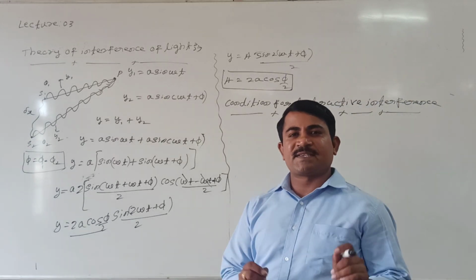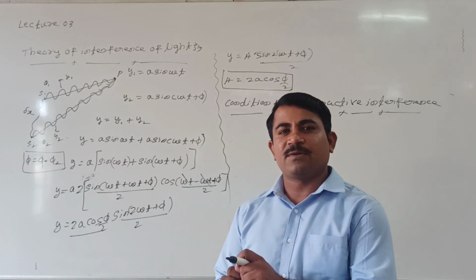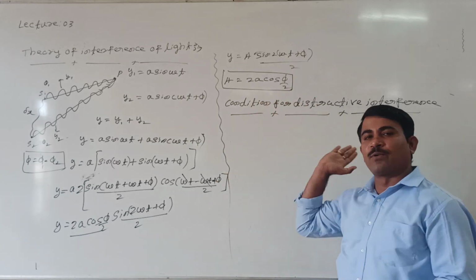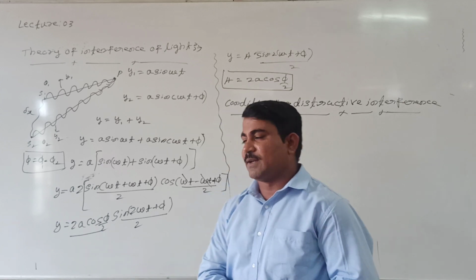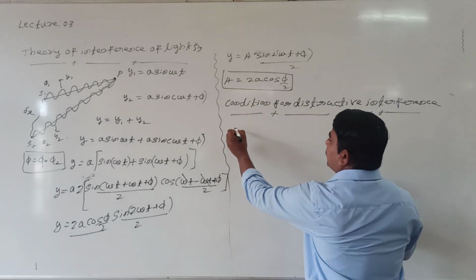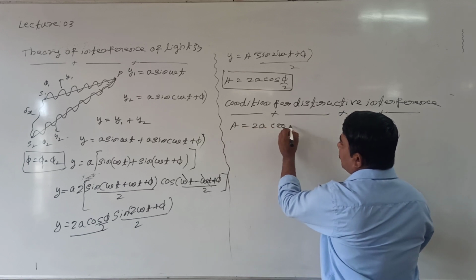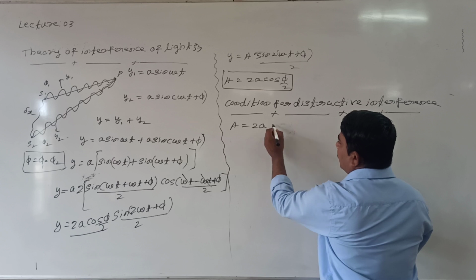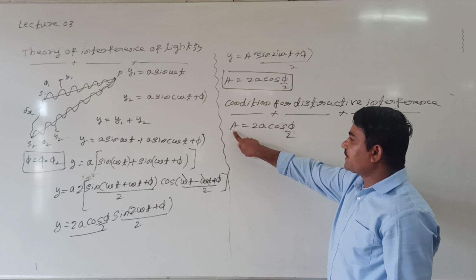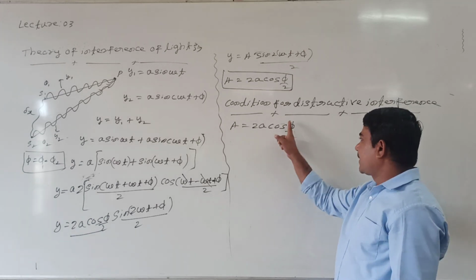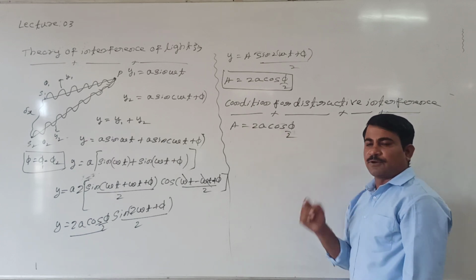For destructive interference, the resultant amplitude must be 0, the resultant displacement only 0 or minimum. Then only the minimum amplitude or darkness of the wave is possible. See here how it is. Again we know the condition: the resultant amplitude is 2a cos phi by 2. What value must cos of phi by 2 have? To make A equal to 0, cos phi by 2 must be equal to 0. If it is 0 into a, then A is equal to 0.